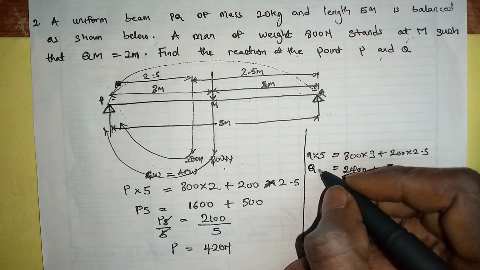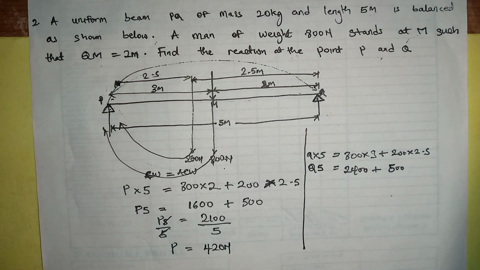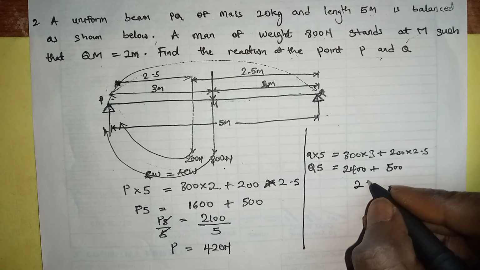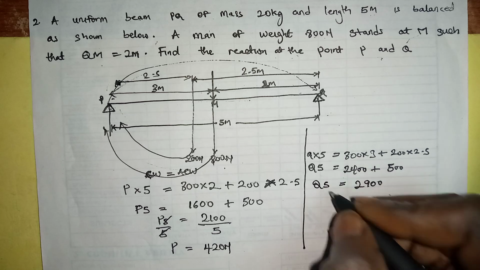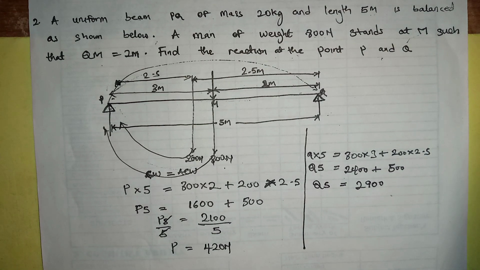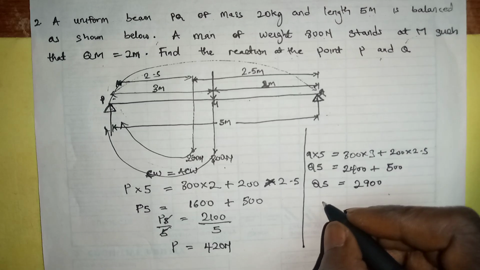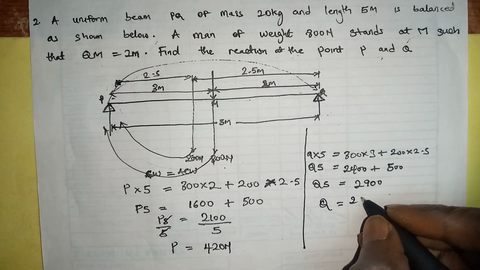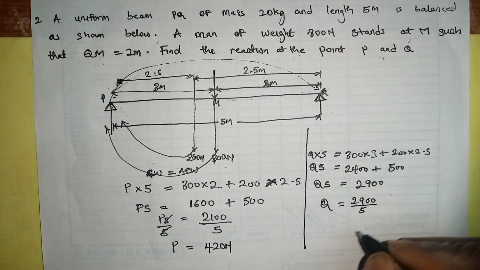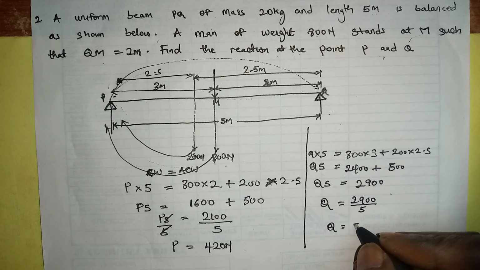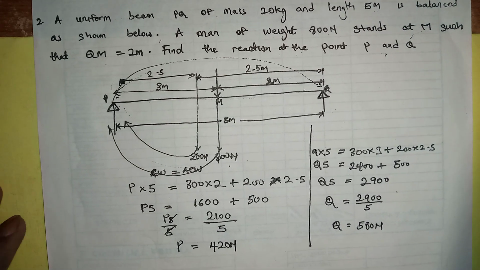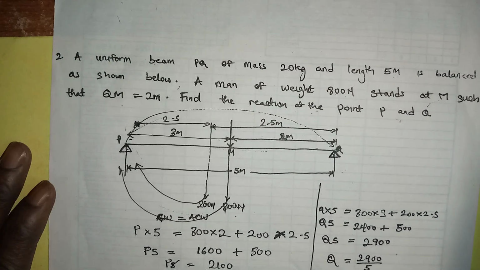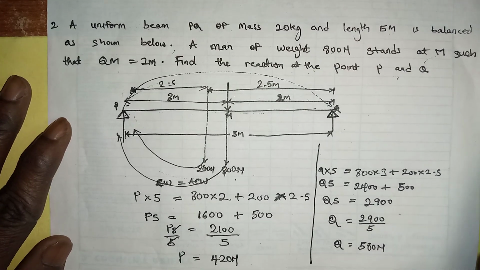So we are going to have Q times 5 here. 2,400 plus 500 is going to give me 2,900 equal to Q times 5. So Q will be equal to 2,900 divided by 5, which gives me 580 Newton. So this is how you are going to approach all this kind of question anytime you are doing equilibrium of forces.